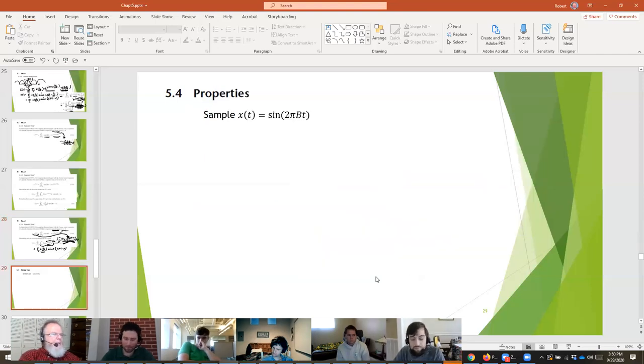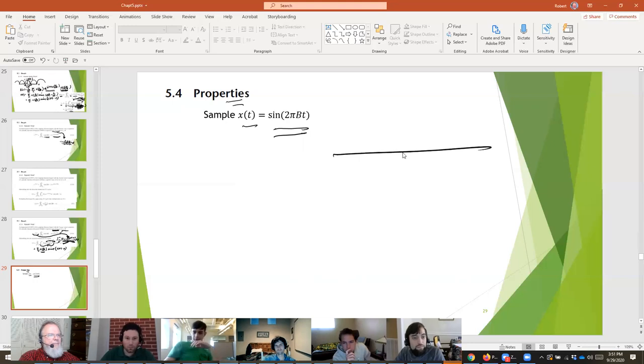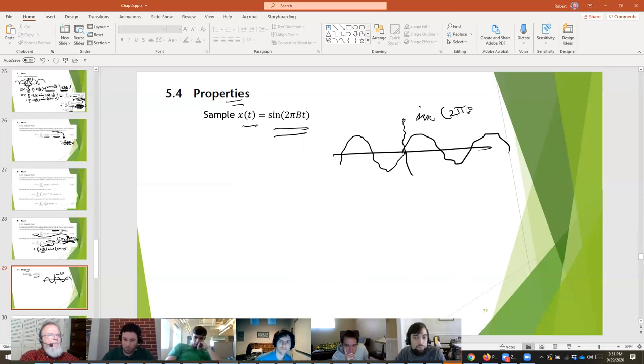Now, let me ask you this question. We're going to look at some of the properties of the sampling theorem. Suppose we sample x of t equal to a sinusoid. What's the largest frequency in this sinusoid in terms of hertz? It's b hertz, isn't it? That's the reason I use the figure b here. You agree with that? Okay. However, if we look at the sine of 2 pi bt, and we sample at intervals of 1 over 2b, guess what we get?